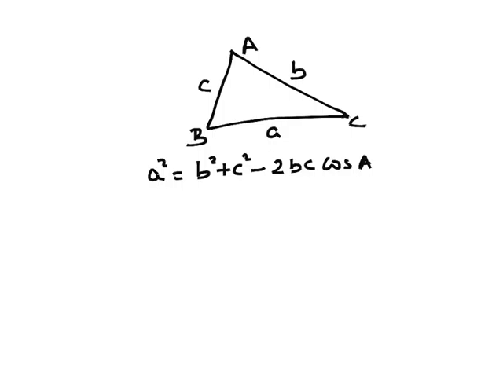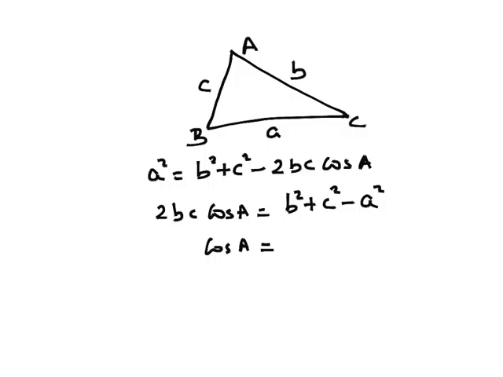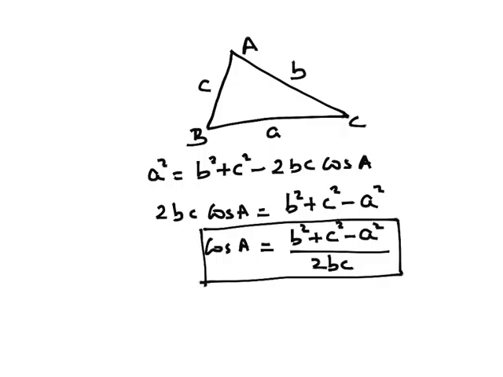So I'm going to take 2bc cos a to the left hand side and a squared to the right hand side, so 2bc cos a equal to b squared plus c squared minus a squared. Okay, then I'm going to take 2bc to the right hand side, so cos a equal to b squared plus c squared minus a squared divided by 2bc. Okay, so this is another form of the cosine rule, and in fact we'll use this form if we have to find an angle.